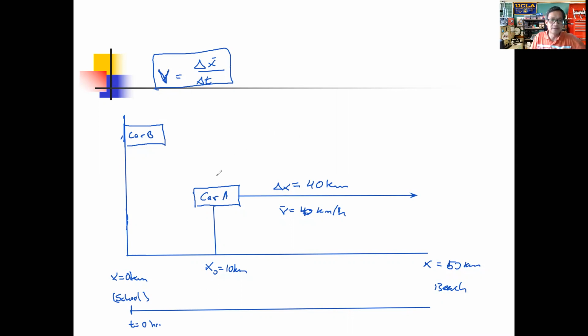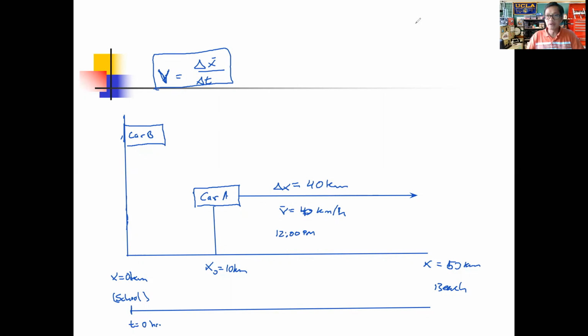So with that said, we have car A starting at a time. They give us an actual time here of 12 p.m. That's when it starts out. So let's go ahead and do the same thing for car B.